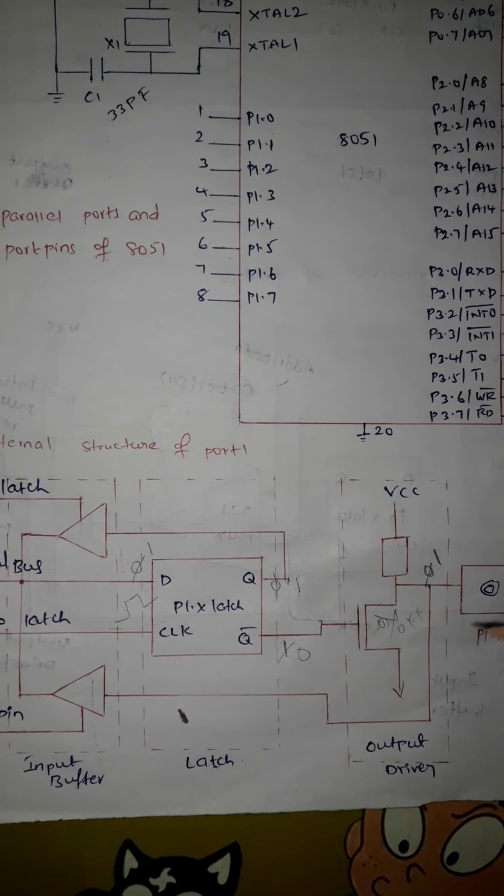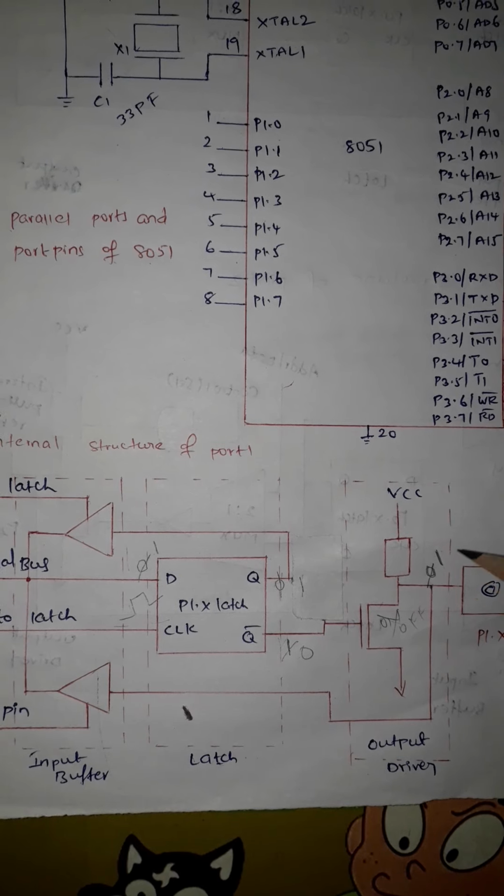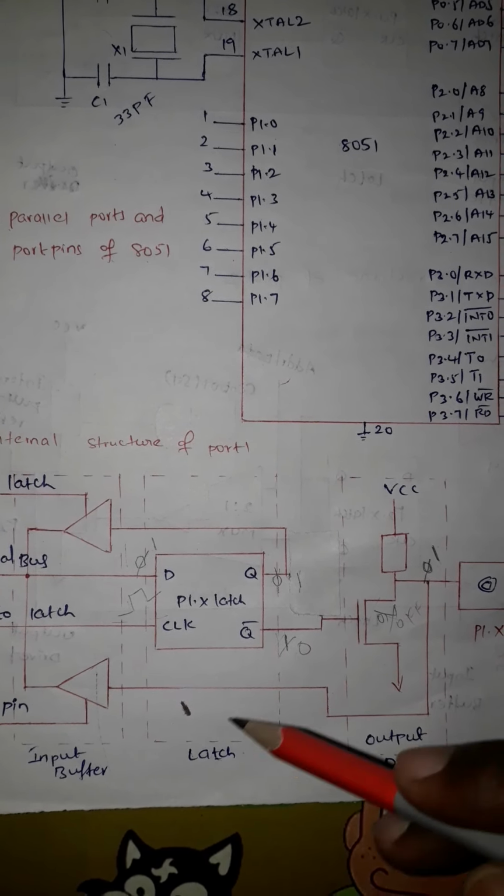And now when you read the value, you'll get some value that is available at the output. As the value available at the output is 1, when you read the value, you'll receive the value as 1.